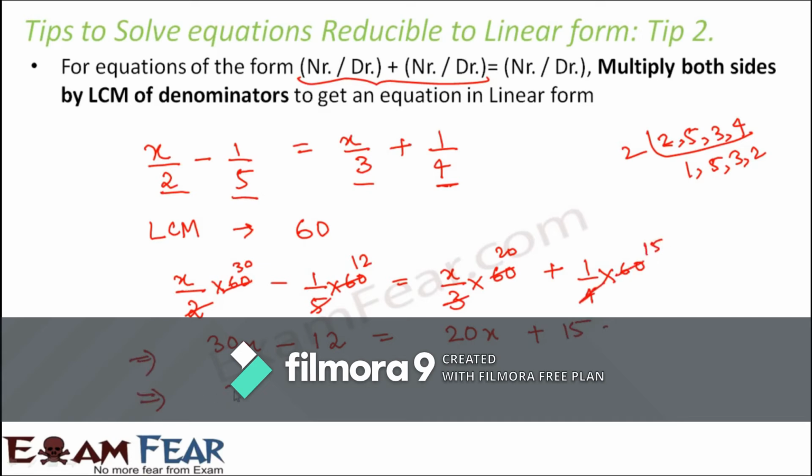So now again we follow the same thing. Collect the variables on one side. So it would be 30x minus 20x is equal to 15 plus 12. Or we can say 10x is equal to 27. Or x is equal to 27 by 10. So x equal to 27 by 10 would be a solution for this equation. So here you see the only thing that we need to do is first we need to find out the LCM. So once we have found the LCM, then the entire work becomes very, very easy.